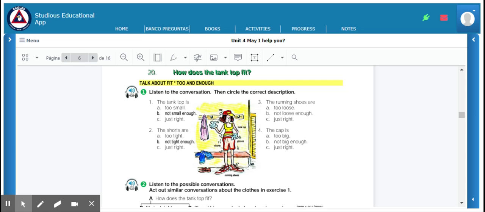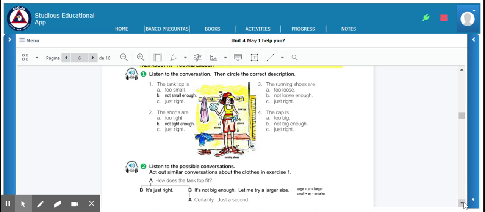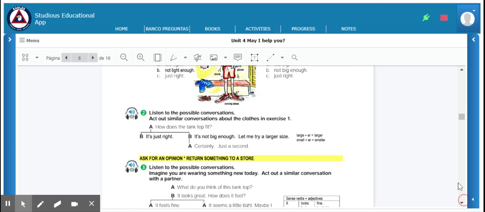Let's take a look at number 1. Number 1 says, listen to the conversation, then circle the correct description. So what you're doing is you're listening to how the clothes fit this young lady. Don't forget that if you need to listen to this a couple more times in order to understand it, feel free to do so.